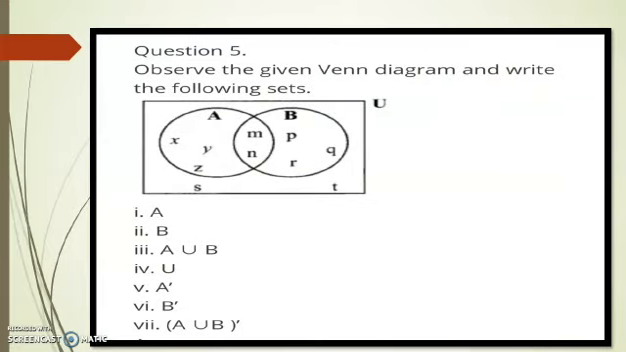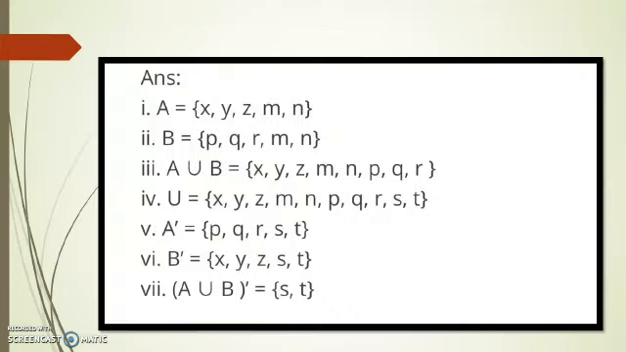Let's see question number 5. Observe the given Venn diagram and write the following sets. You have to see the Venn diagram and list out all the elements of the given set. So we'll see the solution. A is equal to X, Y, Z, M, N. B is equal to P, Q, R, M, N.